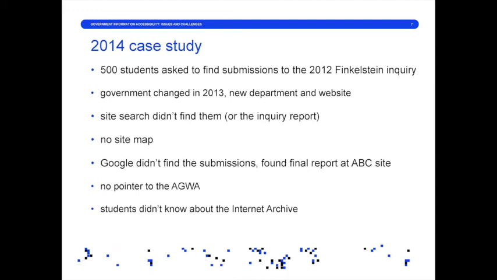There was no pointer at that time in 2014 to the archive, this idea that if it's not there, then you can go straight to the archive at the National Library and get a copy of that website. And the students, in spite of all my talking, didn't know about the Internet Archive, where you can also find information. Now, this was actually a shocking case study as far as I was concerned, and that got me started on thinking of how we might start teaching more about access to government information.